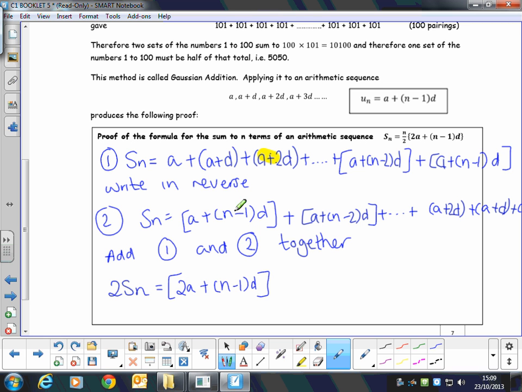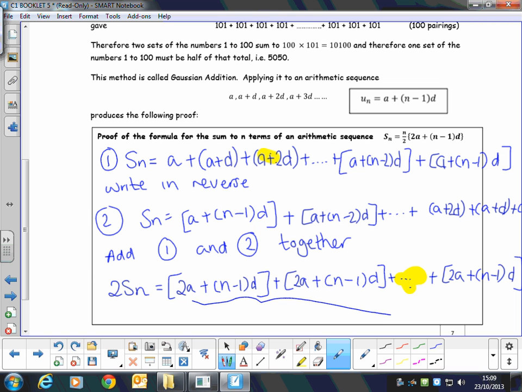And I'm going to keep adding these pairs together. So I'm going to add this one onto this one, and I'm going to keep adding each one of the pairs together. This last one, I'm going to add onto this A. And each time, I get 2A plus n minus 1D. So I keep getting 2A plus n minus 1D, and I've got this n times.